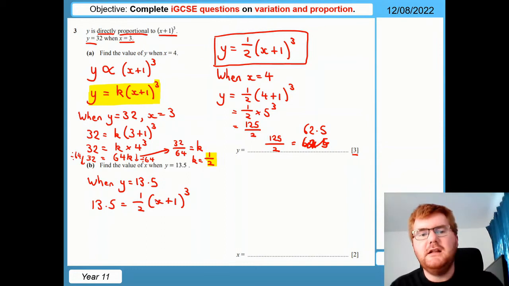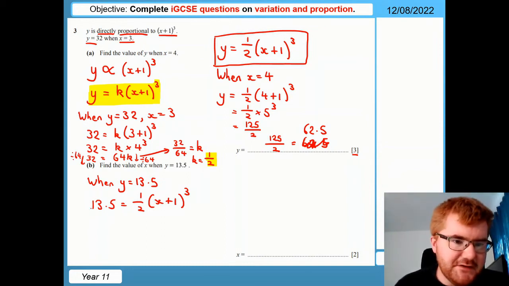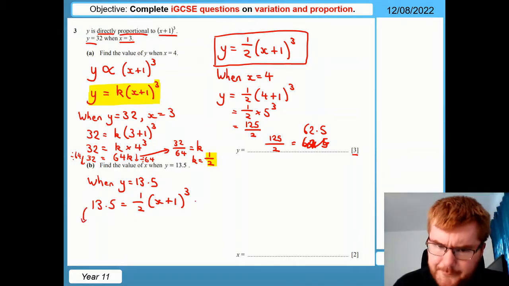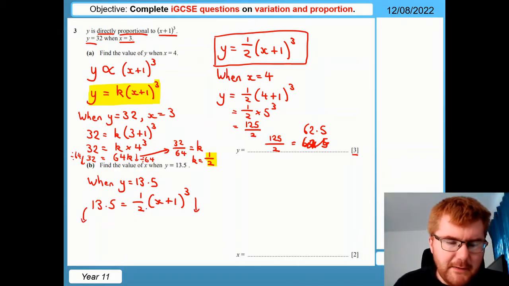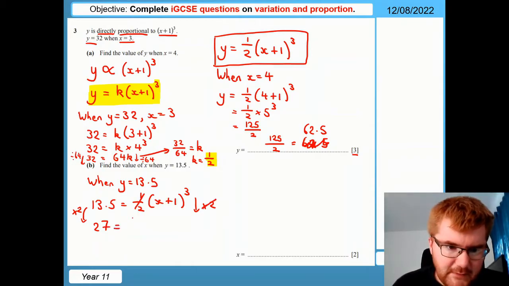And again, this is just a slow process of breaking this down. So let's get rid of the half first of all. So what's the opposite of timesing by a half? Well, actually timesing by 2, because that would cancel. So 13.5 times 2, that's equal to 27. This cancels, that was the whole reason to do that there, giving us x plus 1 all cubed.